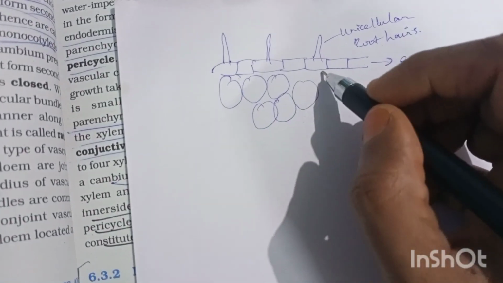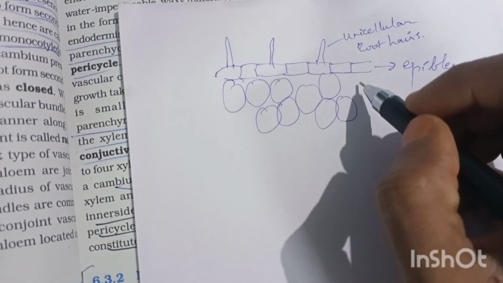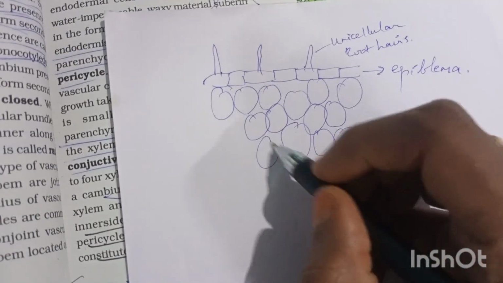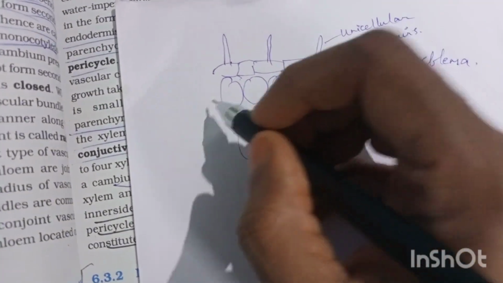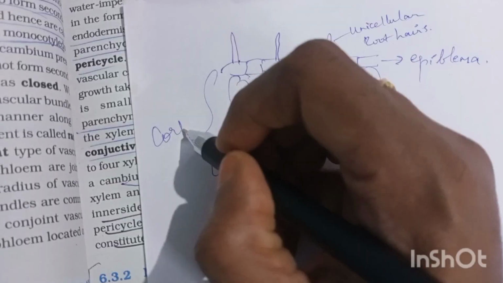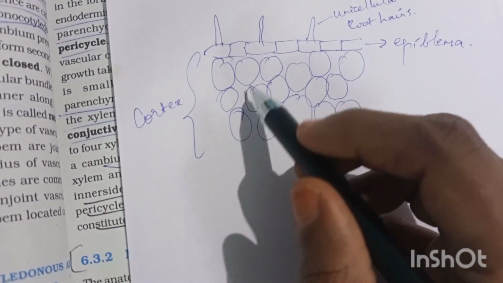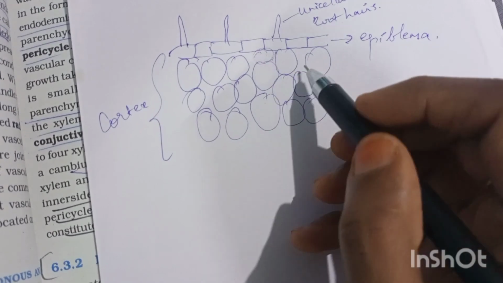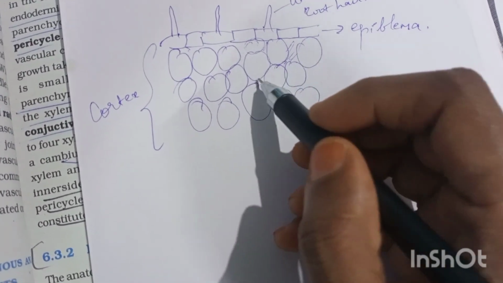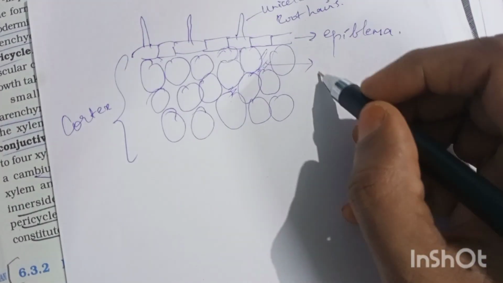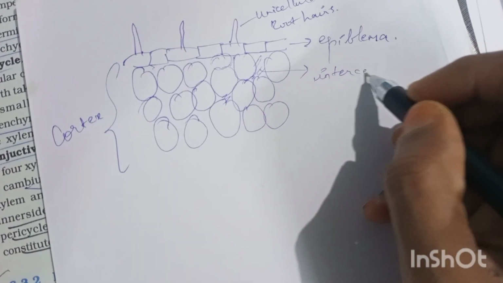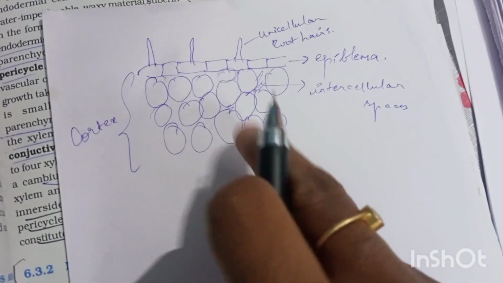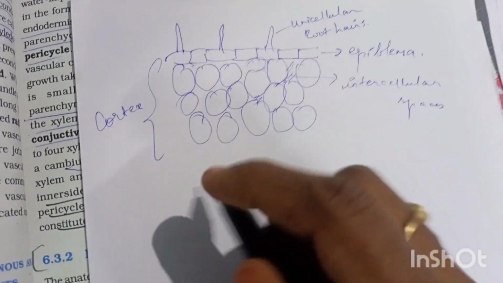loosely arranged, the cells should not be joined actually, loosely arranged parenchymatous cells, and this layer is known as cortex. The peculiarity of this is it is arranged loosely, and hence there will be some spaces between the cells, and these spaces are known as intercellular spaces. So these cells are arranged loosely with some intercellular spaces.